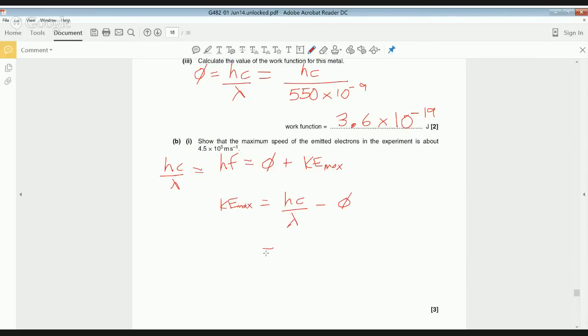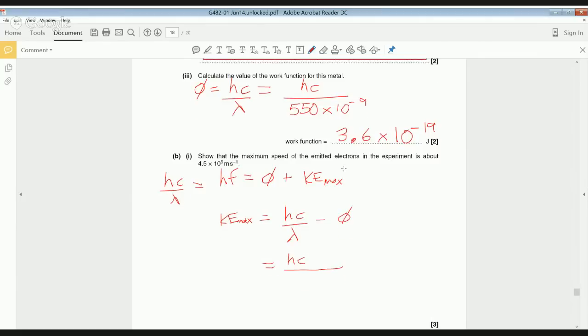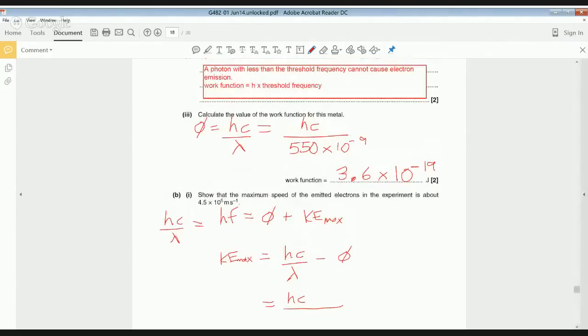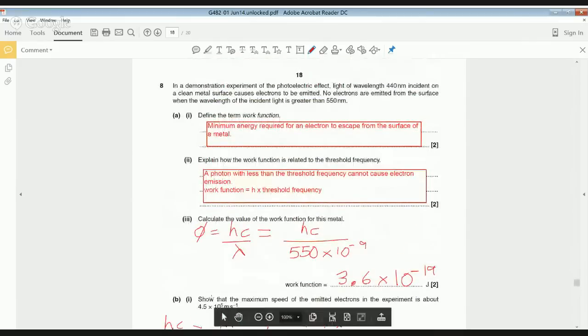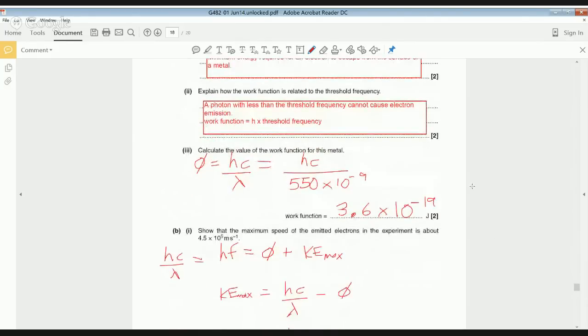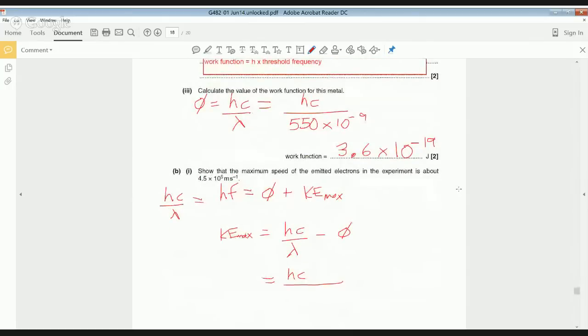Again, I'm not going to write out h and c, they're constants from your formula sheet. So hc divided by, and this time we are interested in the other wavelength. When we were working out the work function, we were interested in the maximum wavelength, because that's the equivalent to the threshold frequency. But here we're interested in the actual experiment, which is using 440 nanometer light. So we need to divide that by 440 times 10 to the power of minus 9.